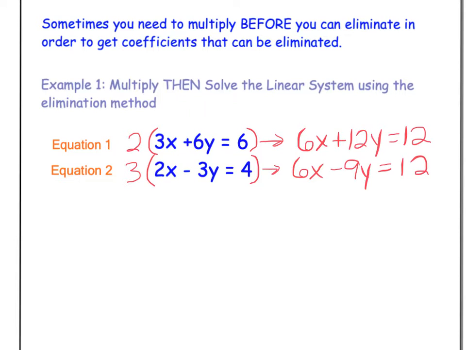So I need to decide if I'm going to add or subtract to eliminate my x variables. Because they're the same sign, I'm going to subtract all my columns. Because 6 minus 6 is 0. And continue on. You have 12 minus a negative 9, so be careful about that because these two negatives make a positive. 12 minus a negative 9 is the same as 12 plus 9. And that's 21.